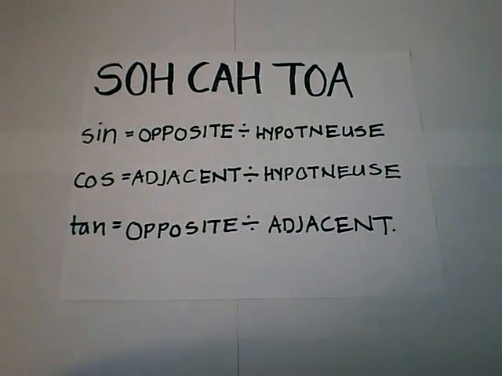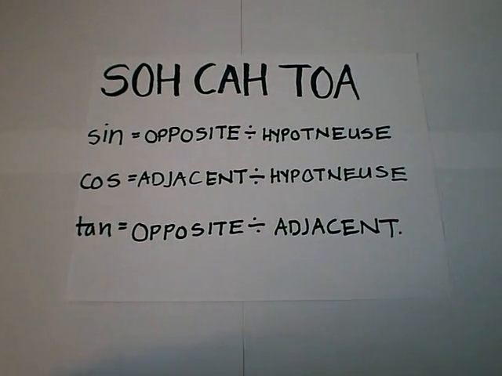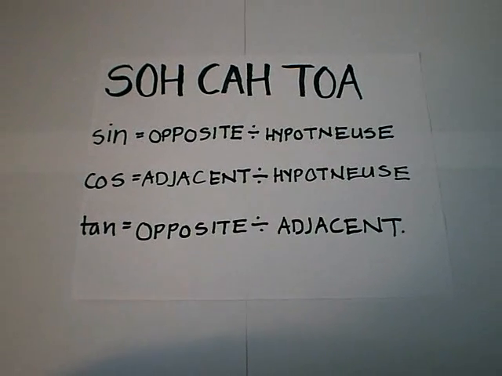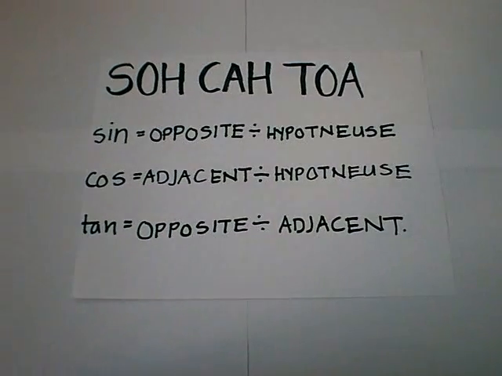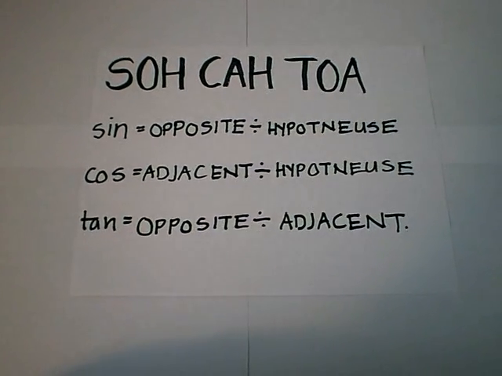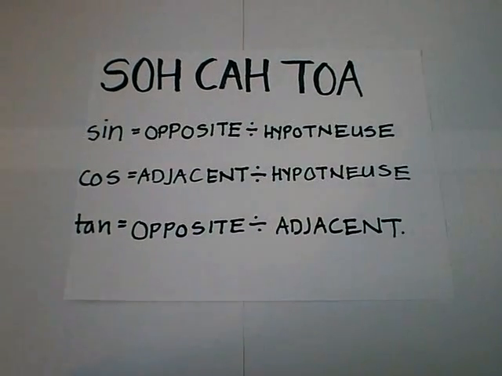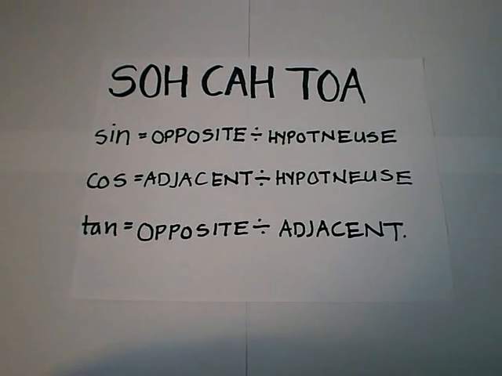These three ratios can be easily remembered, as well as their function, using the following acronym, SOHCAHTOA. So, SOH: opposite over hypotenuse. CAH: adjacent over hypotenuse, and TOA: opposite over adjacent. Remember, when using right-angled triangles and trying to solve them using trigonometric ratios, always write out SOHCAHTOA.